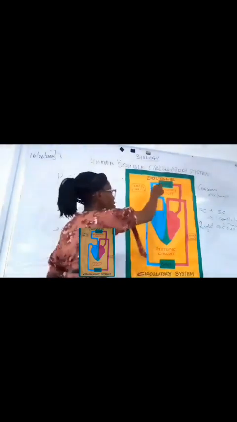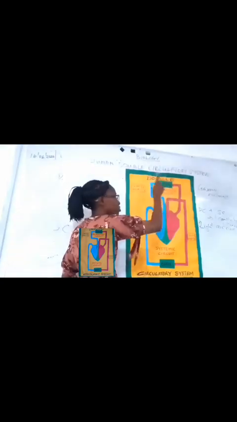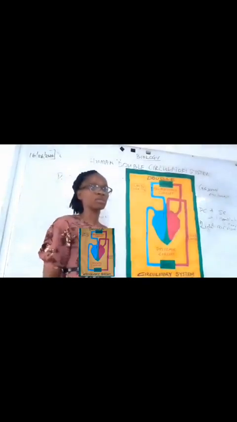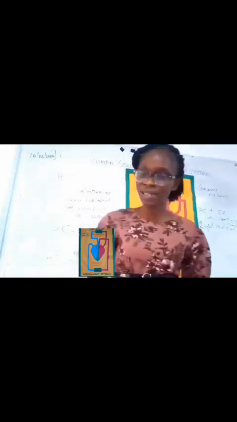Then it leaves for the lungs through the right ventricle. In the lungs, the blood becomes oxygenated and returns to the heart through the left atrium. And the process keeps on going on and on like that.